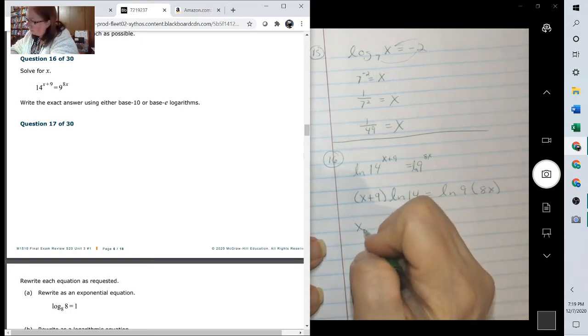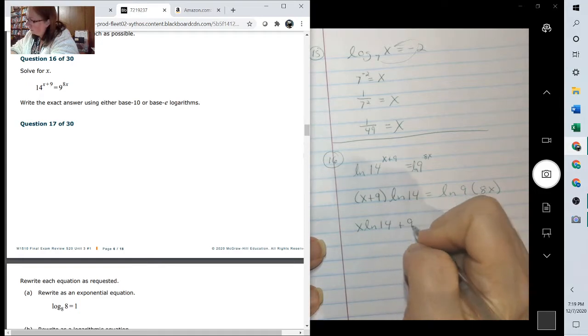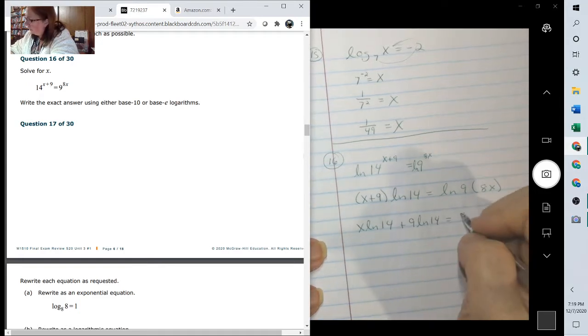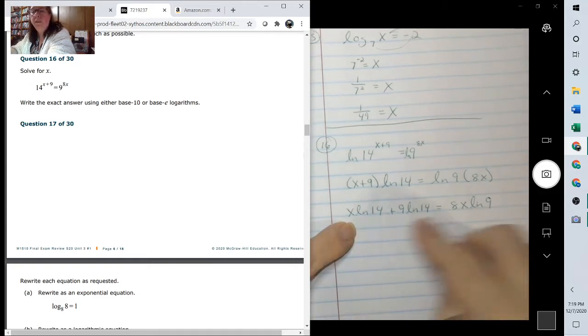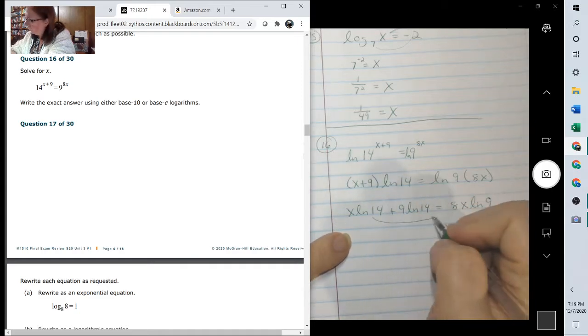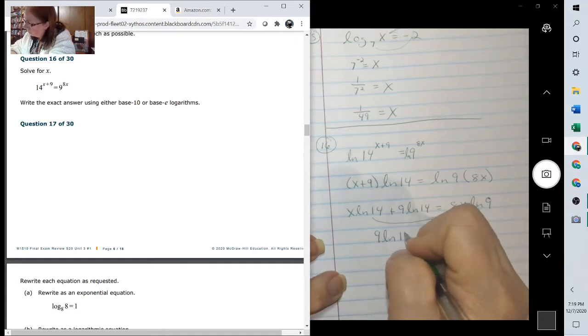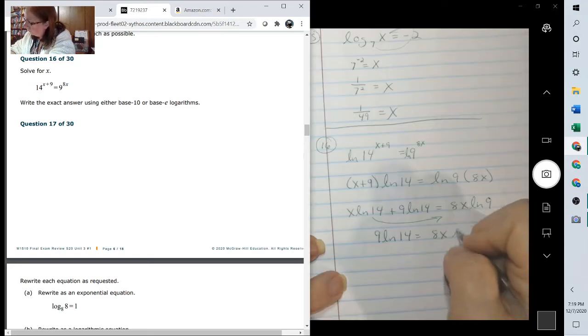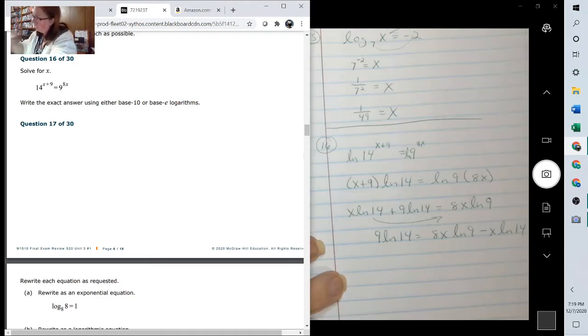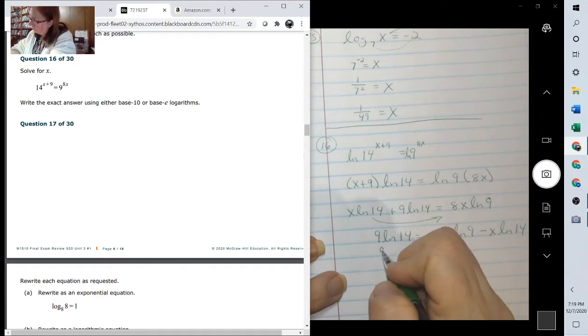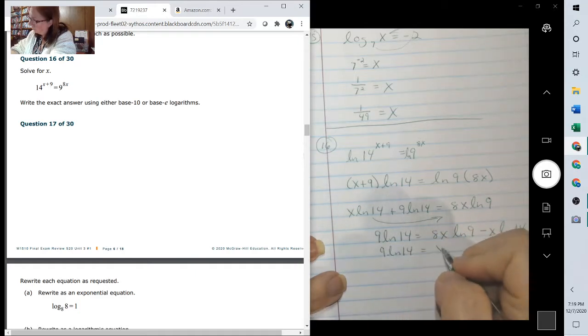Distributing, we have x natural log of 14 plus 9 natural log of 14. And here we have 8x natural log of 9. I need to get the x's on the same side, so I'm going to subtract this one over, because then I can factor the x out. And then divide by this.